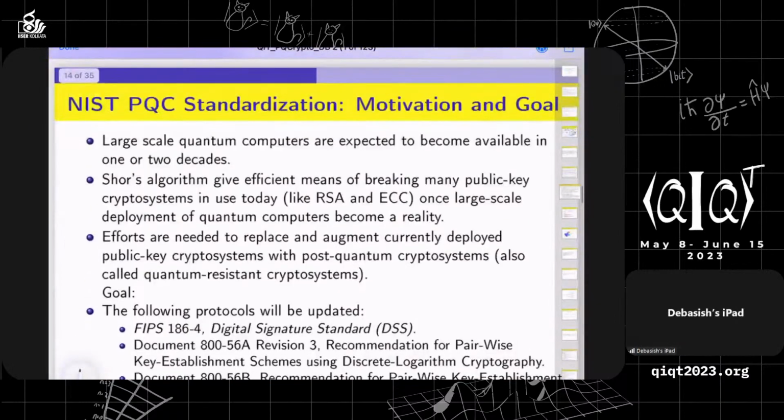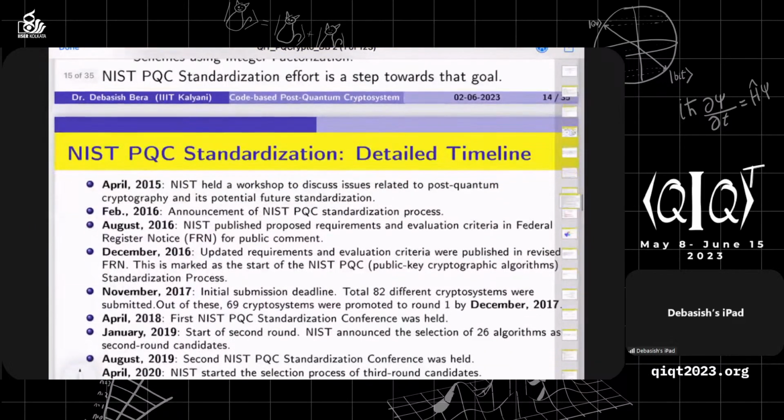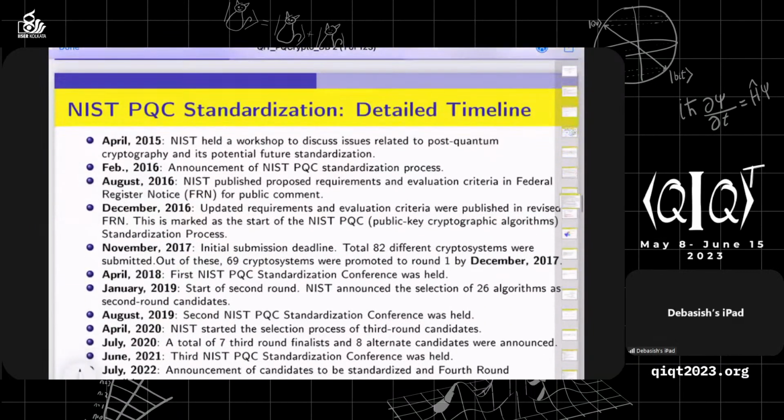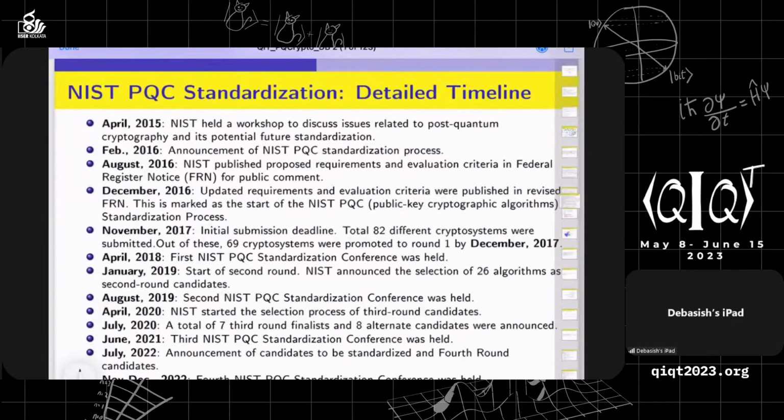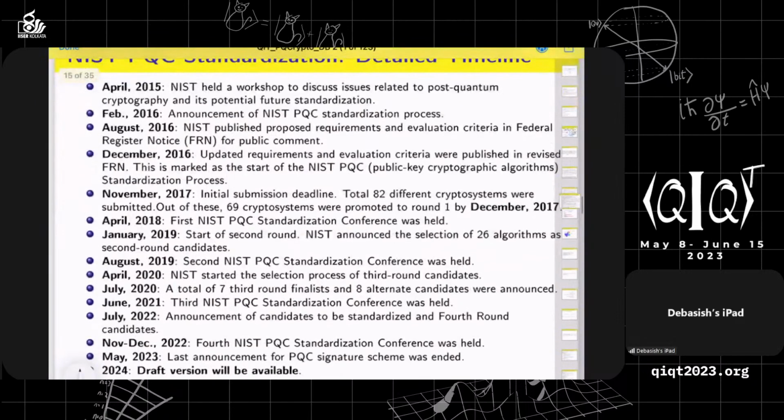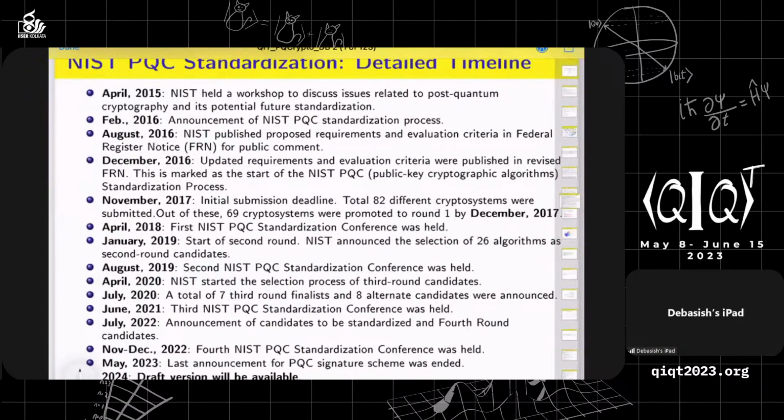NIST is the National Standards Organization in the US. They are standardizing all these security systems. There is a timeline. If you see, it started on April 15th. From then, several rounds up to date, a total of 4 rounds of the standardization process, are already over. They have asked for submissions from across the community.